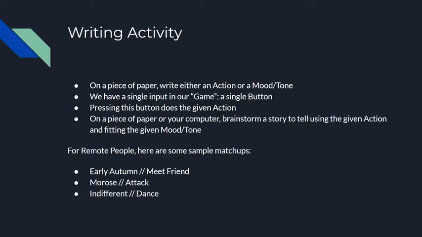Okay, so writing activity. We have one input for our game. Just one button, one mechanic. On a piece of paper, we're going to write a game with that one mechanic and a mood or tone. So we've got some sample matchups. Early autumn is the mood or tone, kind of like what we're having right now, but maybe a bit more idyllic and not quite as dry and Santa Ana windsy. And the mechanic here would be meet friend, something like that. Does that make sense? Yeah.